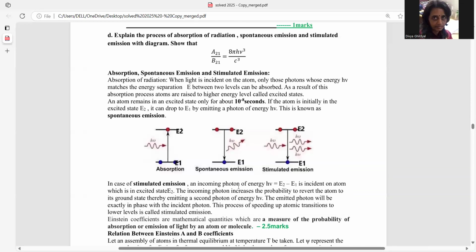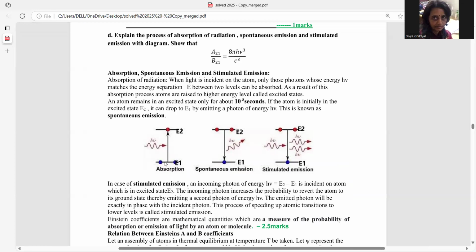Process of absorption, spontaneous and stimulated emission with diagram, and here they are asking you to derive Einstein's coefficient. So see, derivation of Einstein coefficients will be roughly 3.5, and process of absorption, spontaneous and stimulated will be your other part. So 4 and 3, this is how the breakage will be.